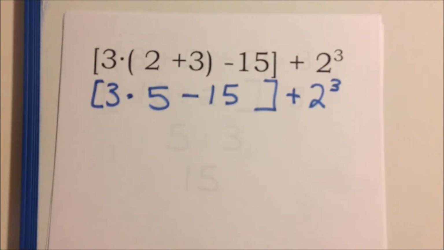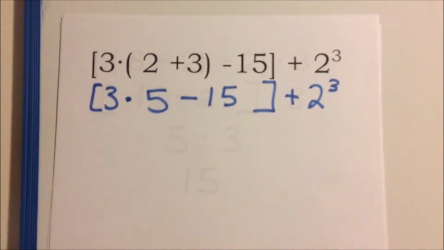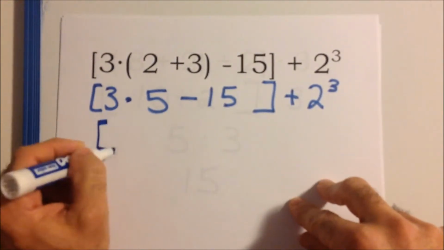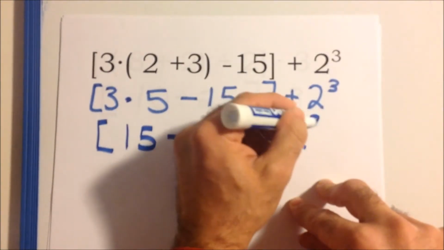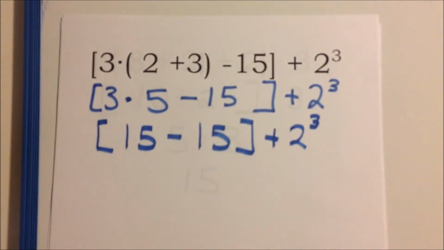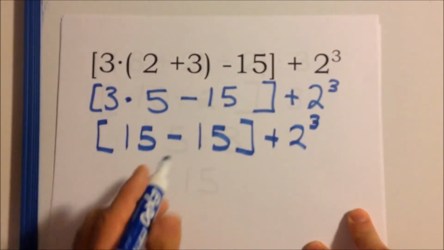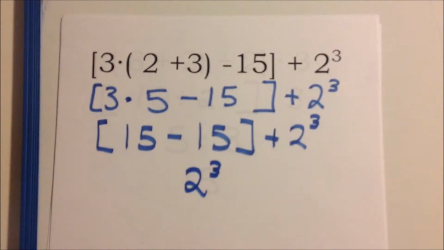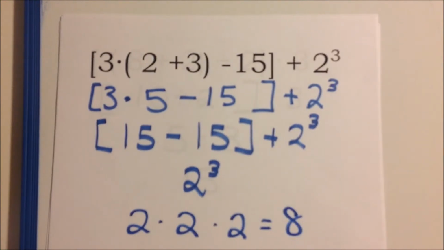Now the brackets aren't completed yet, so keep doing within the brackets. Does multiplication come first, or does subtraction come first? Well, according to GEMDIS, multiplication comes first. So this is going to be 15 minus 15 plus 2 cubed, or 2 to the third power. Now we can finish the brackets out. 15 minus 15 is 0, so we don't have to put anything down. Now we're just left with 2 cubed. And 2 cubed is 2 times 2 times 2. It's not 2 times 3. So again, it's 2 times 2 times 2, and the answer is 8. So that's the answer to that one.